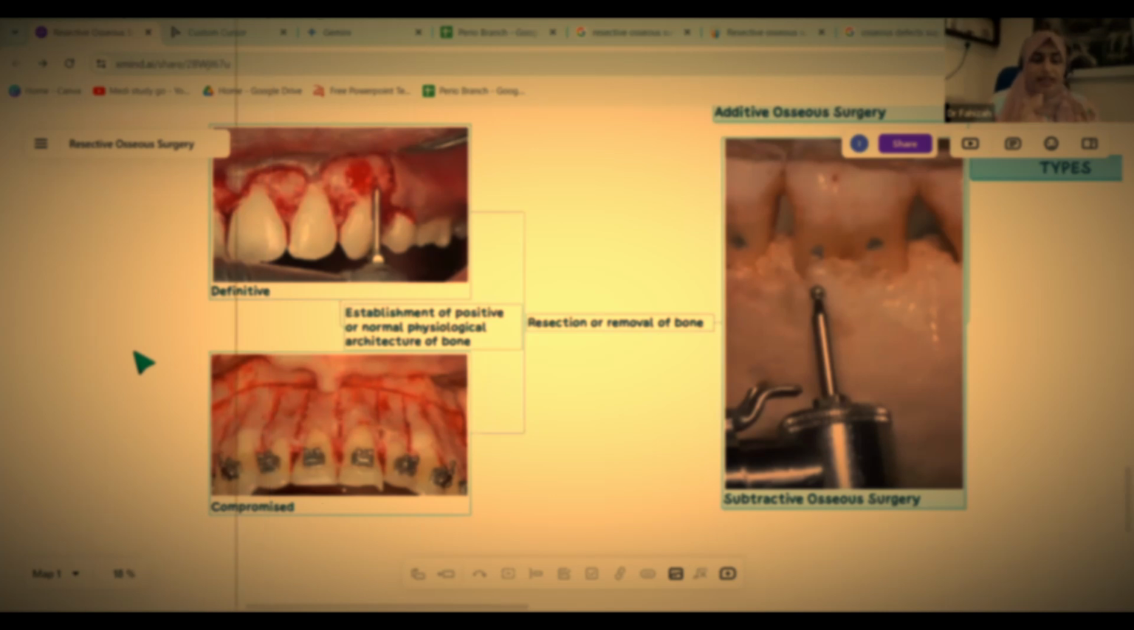Mainly these two are divided at the base of, are you causing any harm to the surrounding structures of the tooth?